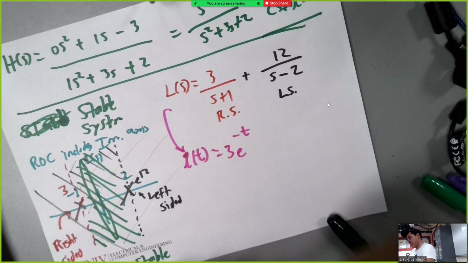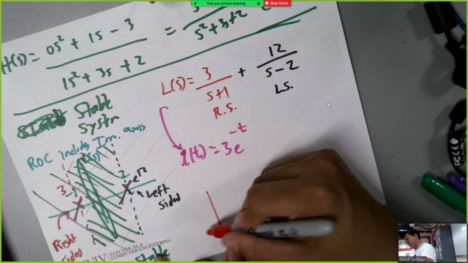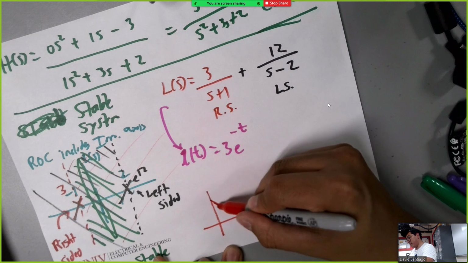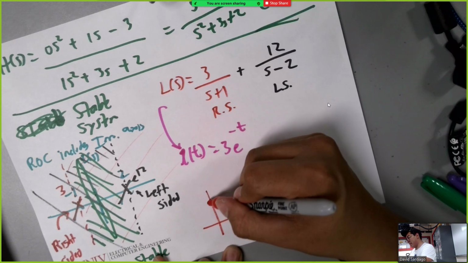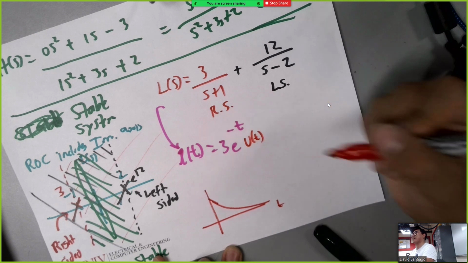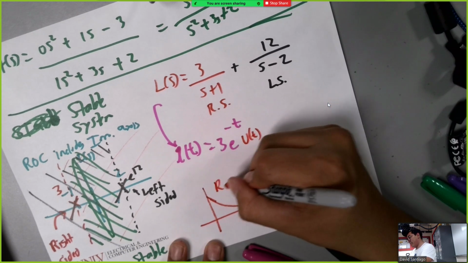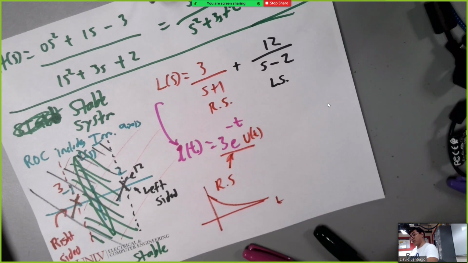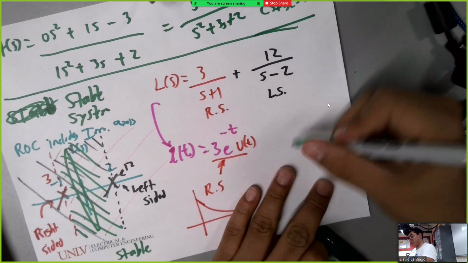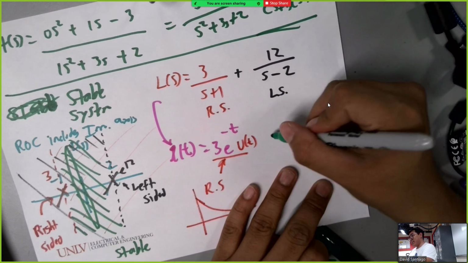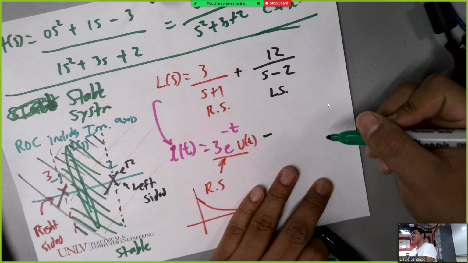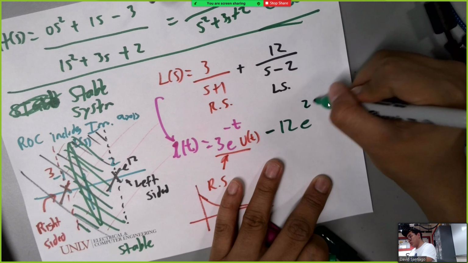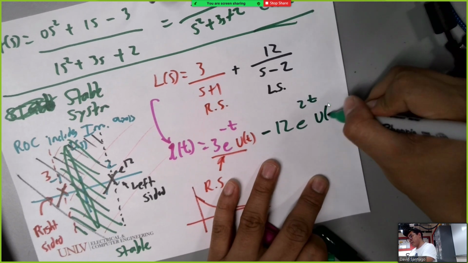And if we go to infinity, it's right-sided. Let me draw this. Hold up, before I do that, here's t, we're going to infinity. So we have to stop right here. You've got to put a u of t right there to make it a right-sided function. But for this one, this is a left-sided function. So for this one you have to change the sign. So it's 12e to the 2t u of minus t.